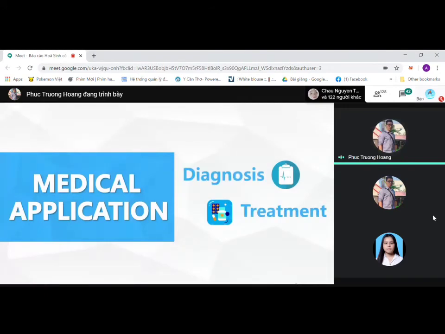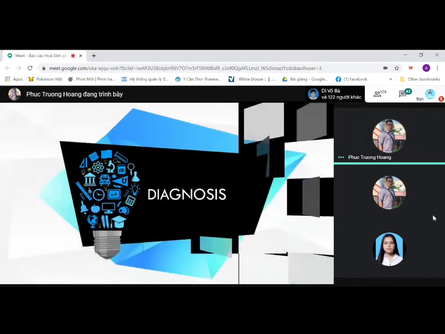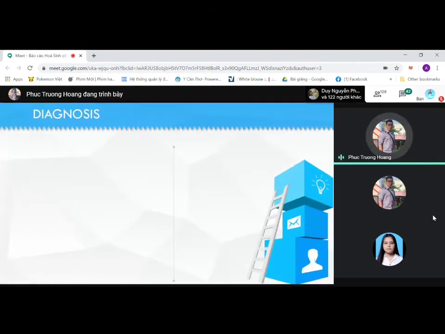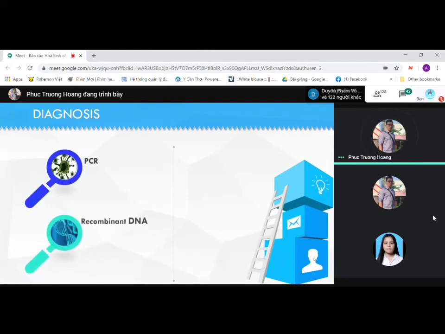Hello everyone. So following the presentation, I will talk about how we use this knowledge to apply in clinical practice. First, we move to applying in diagnosis. There are two things that I think are really important. That is PCR and recombinant DNA.